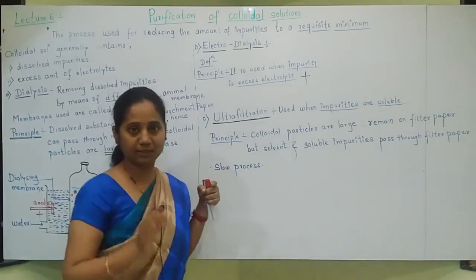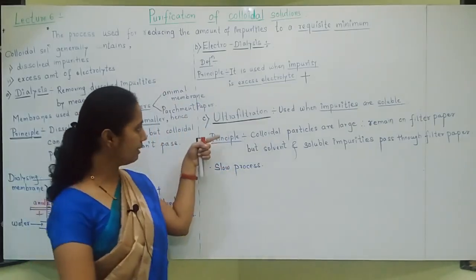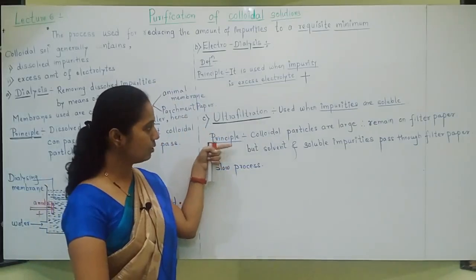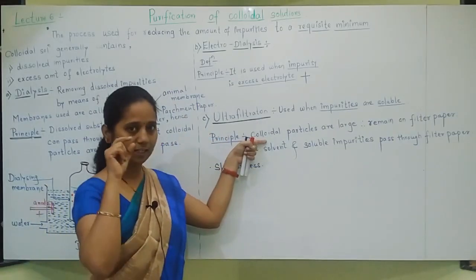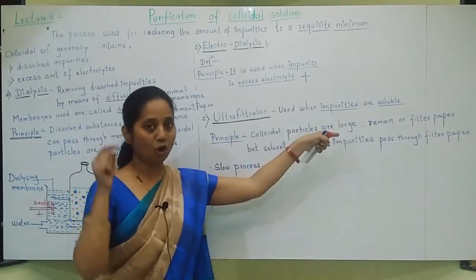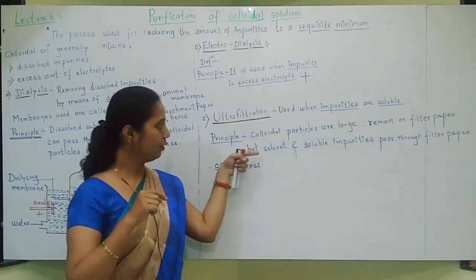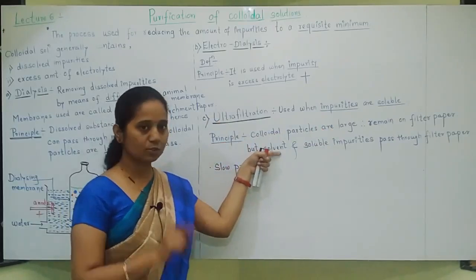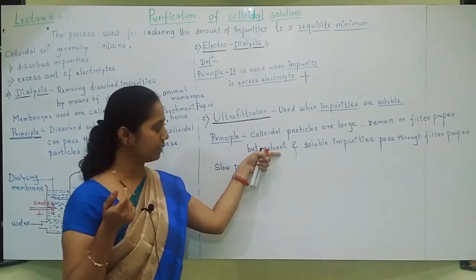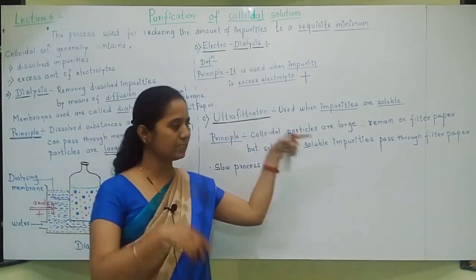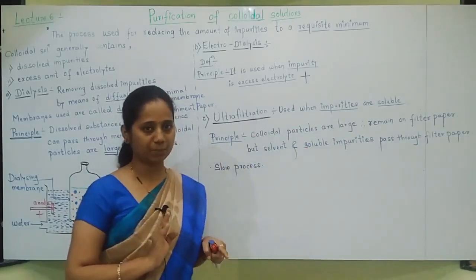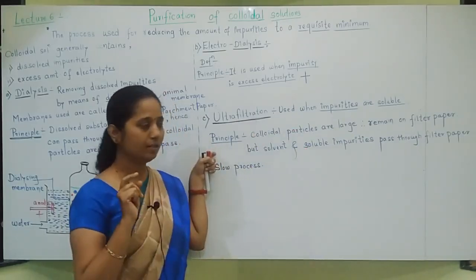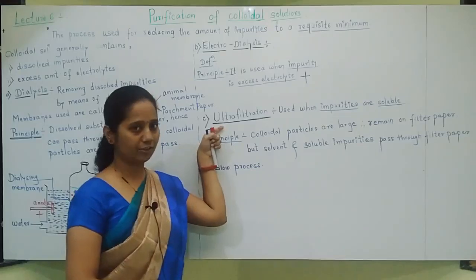Let us look here. I hope you understood the method very well. Principle understood: colloidal particles are large, therefore they remain on the filter paper, the ultrafilter paper. But the solvent, meaning the clear dispersion medium, and soluble impurities pass through the filter paper. This is the principle you should write for ultrafiltration.